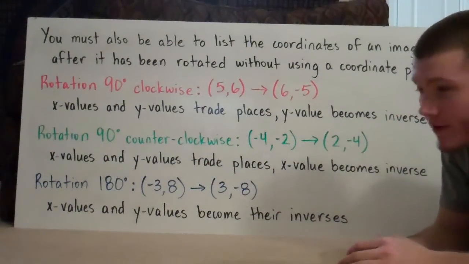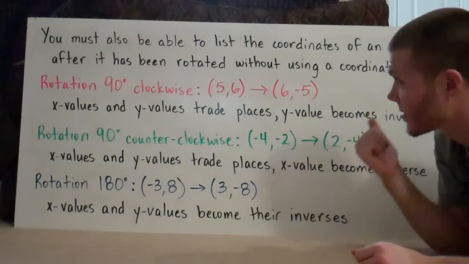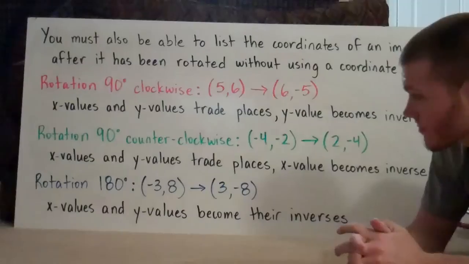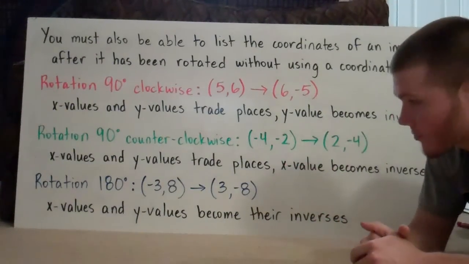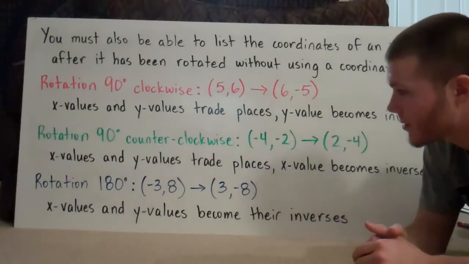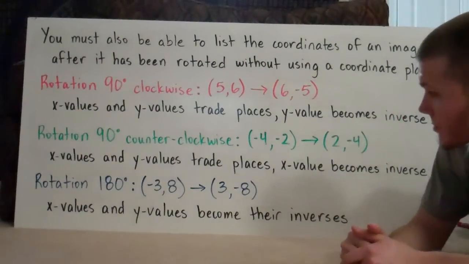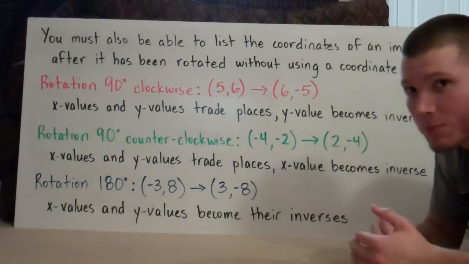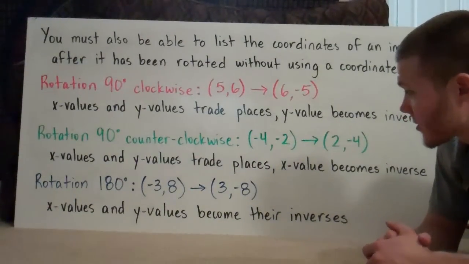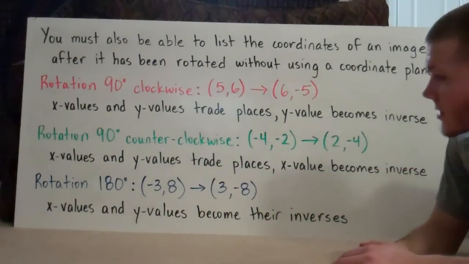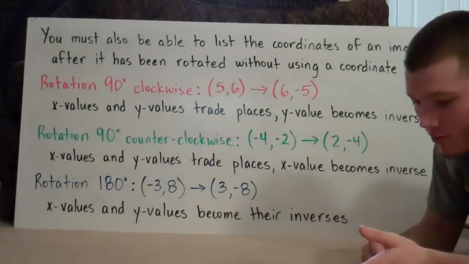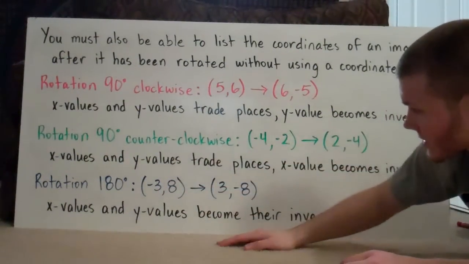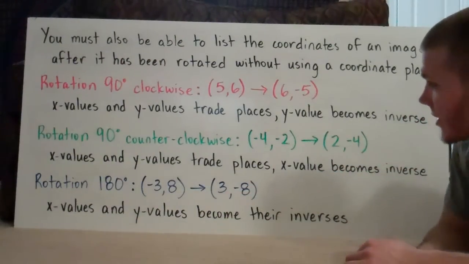When we rotate any figure 180 degrees, this one's easy, and you probably noticed it in the last slide. If I give you the coordinate, any coordinate, let's say it's -3, 8. Well, when we rotate that image 180 degrees, the new coordinates become +3, -8. So the x values and the y values become their inverses. Alright, they don't even have to flip-flop places. All that happens is the x value becomes its inverse, the y value becomes its inverse. So we go from -3, +8 to +3, -8.